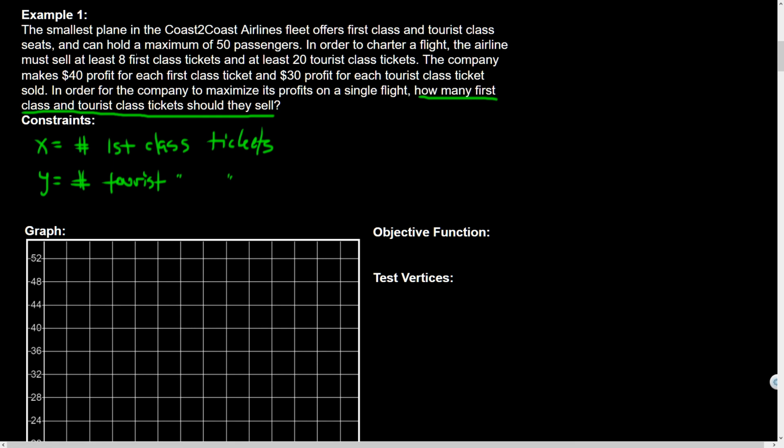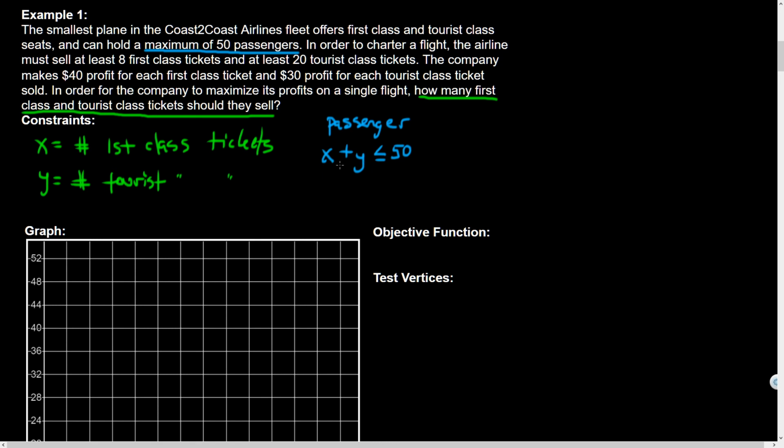Now we're going to write constraints using these variables and some of the facts written within this problem. Let's read the problem. The smallest plane in the coast-to-coast airlines fleet offers first class and tourist class seats and can hold a maximum of 50 passengers. So max of 50 passengers. I'm going to write this constraint as the passenger limit constraint. The number of first class tickets and the number of tourist tickets has a maximum of 50, so x plus y has got to be less than or equal to 50. You can't sell more tickets than that.